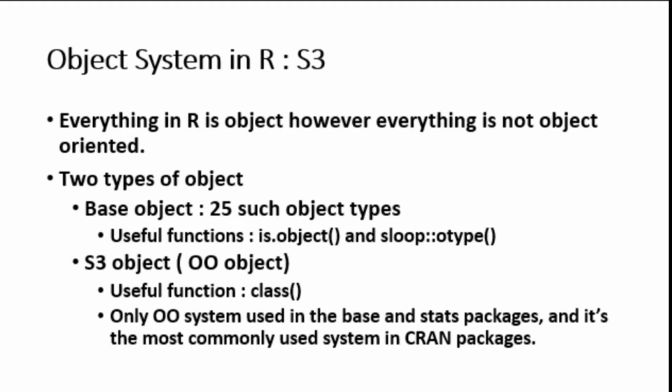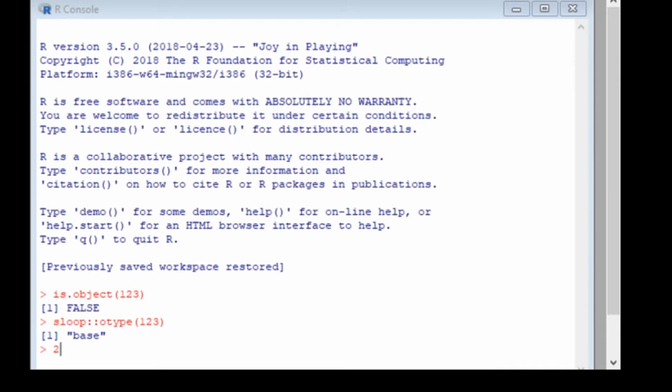Second type of object in R is object-oriented object or simply S3 object. These objects have their class attributes. Let us see.